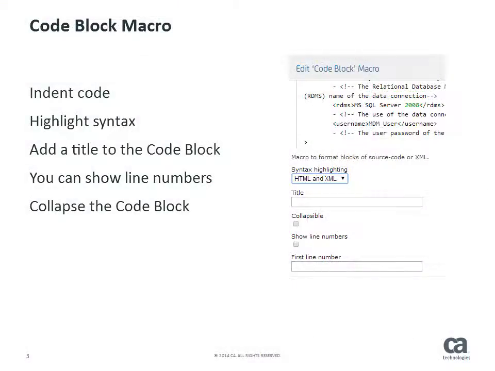Next, we've got the code block macro. The code block macro does not have the formatting ability, but it's got many more features. You can indent the code, and this is quite handy because readers actually get to see how the code flows from one section to another. You can highlight the syntax. You can specify language environment for highlighting, like C#, CSS, HTML, or XML. You can also add a title to the code block and show the line numbers in the code. There's another feature where you can collapse the code, but that is not being recommended right now.